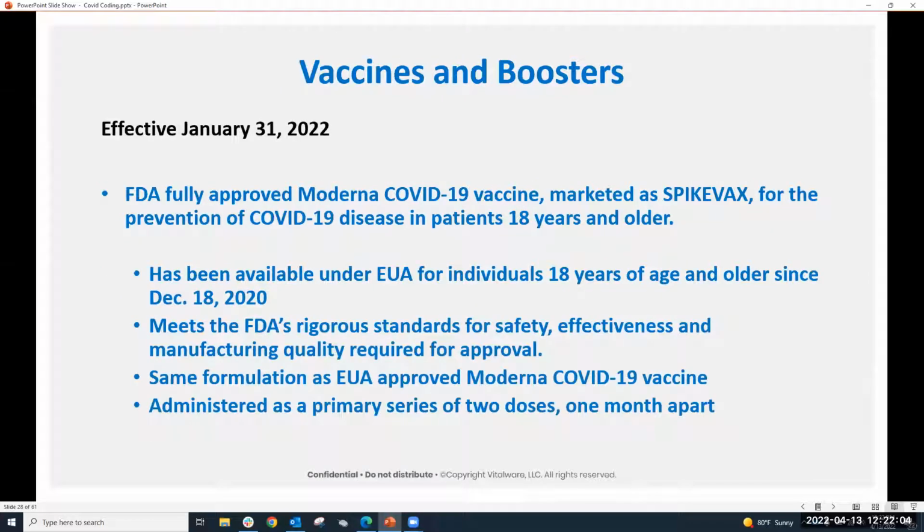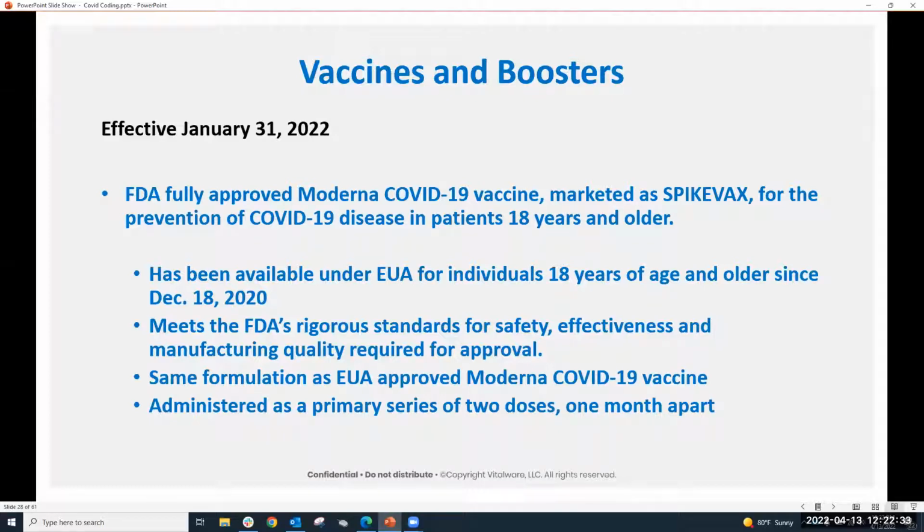All right, effective January 31st, 2022, the FDA fully approved Moderna's COVID-19 vaccine, woohoo, and marketed it as Spikevax. That's the new name, and it is for patients 18 years and older. This product has been available under EUA since December 18th, 2020. It's the same formulation, it just has a fancy new name.